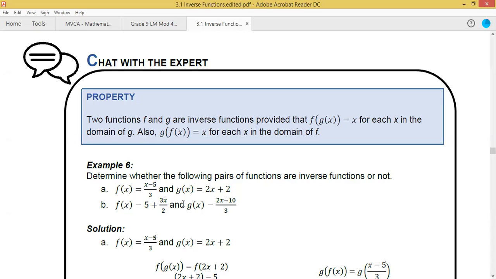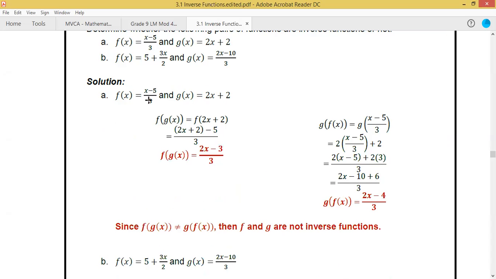For example, let's take these two given functions. f of x is equal to (x minus 5) over 3, while g of x is equal to 2x plus 2. Now, let me share first my whiteboard for you to see how it is solved. Remember that our first function f of x is equal to (x minus 5) over 3, while g of x is equal to 2x plus 2.